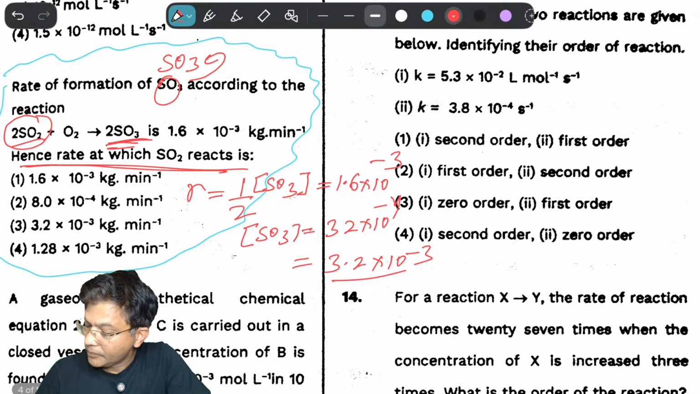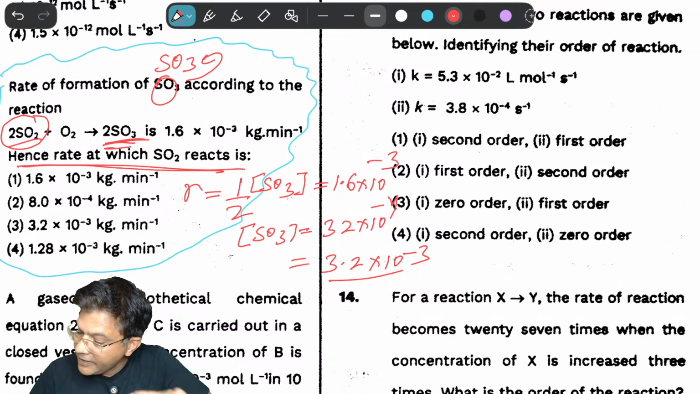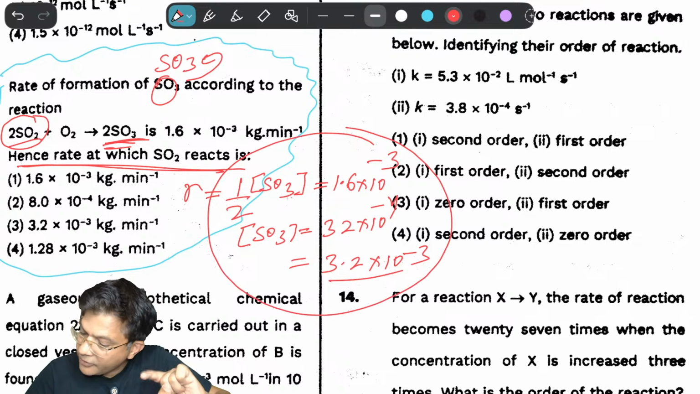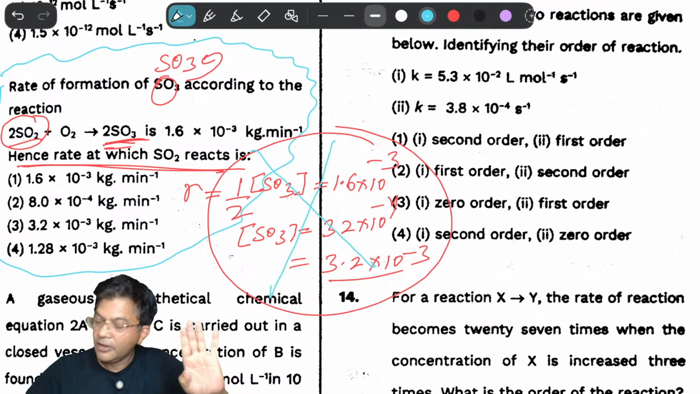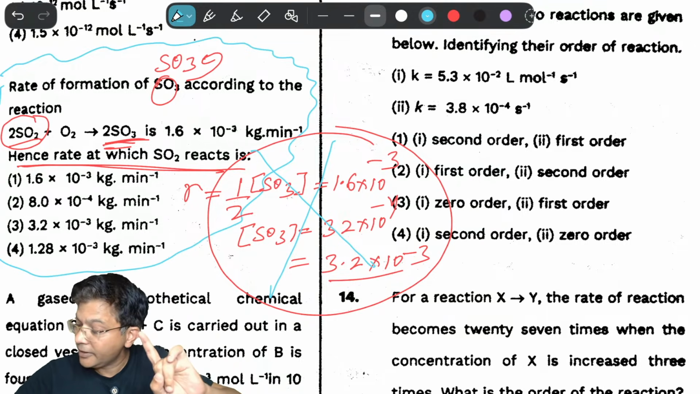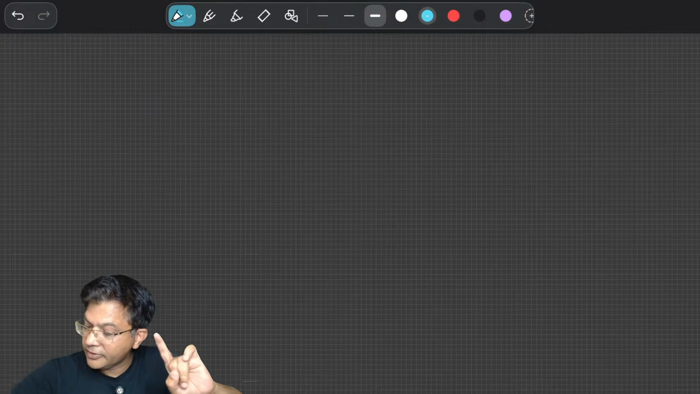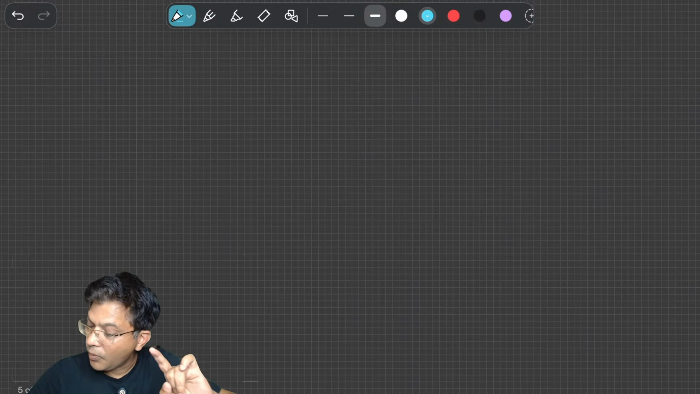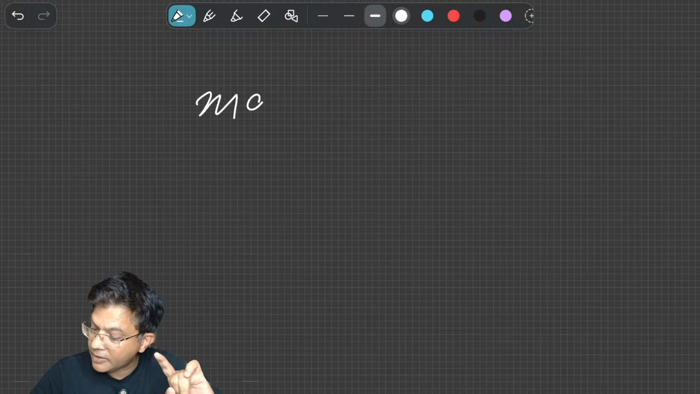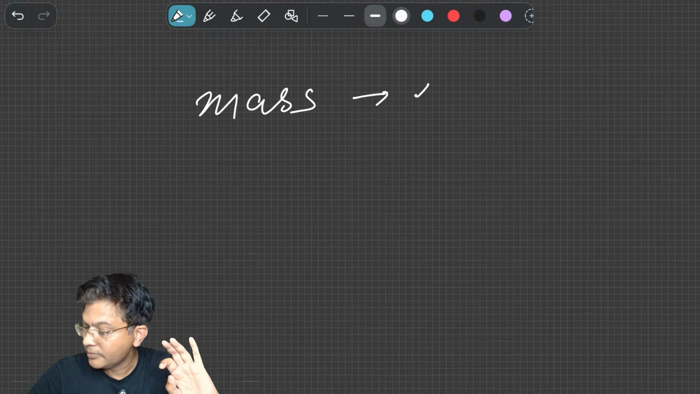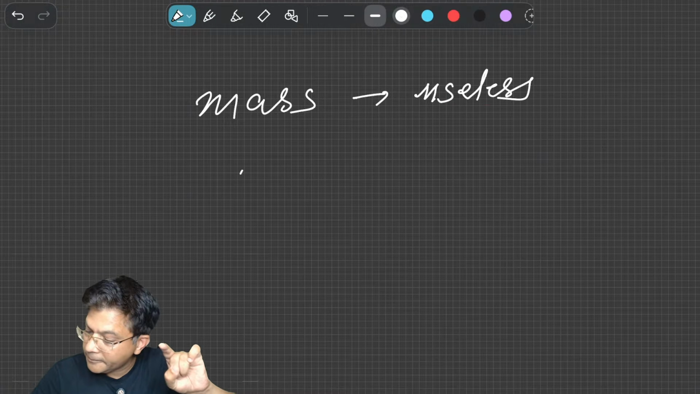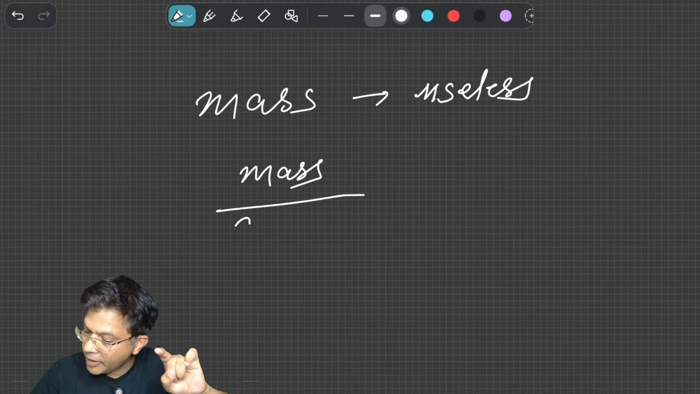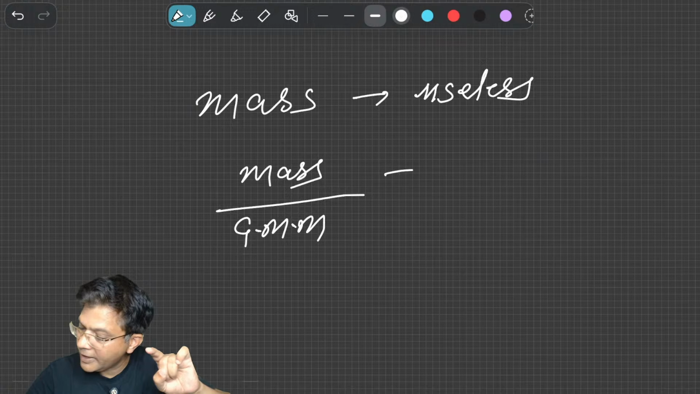So see, to find out rate, if we directly do it, we will get trapped. How many of you got trapped, kids? If directly you do it, you will get trapped, because concentration, see, whenever mass is given in chemistry, remember that mass is useless. So what are we supposed to do? Divide mass by gram molar mass. We will get moles.